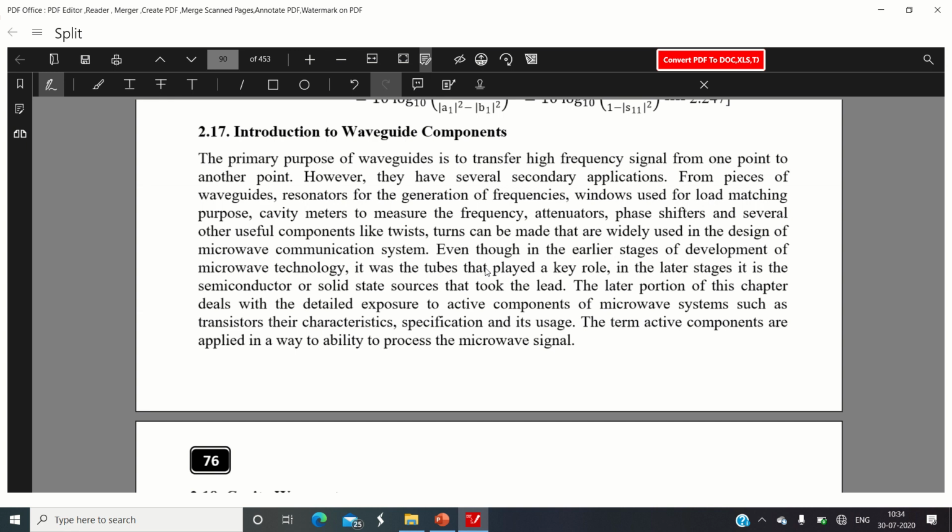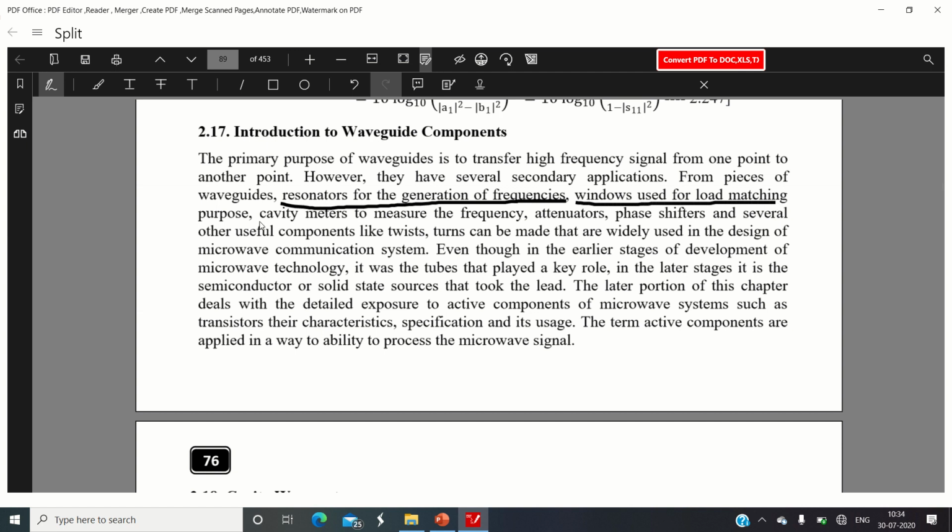Okay, so here, however, there are several secondary applications of the waveguide. Now, by using the pieces of waveguide, resonators can be constructed. And the resonators, we already discussed that resonators are used for the generation of microwave frequency. We can construct windows by using waveguides in order to provide load matching purposes. Okay, so the waveguides can also be used in this application.